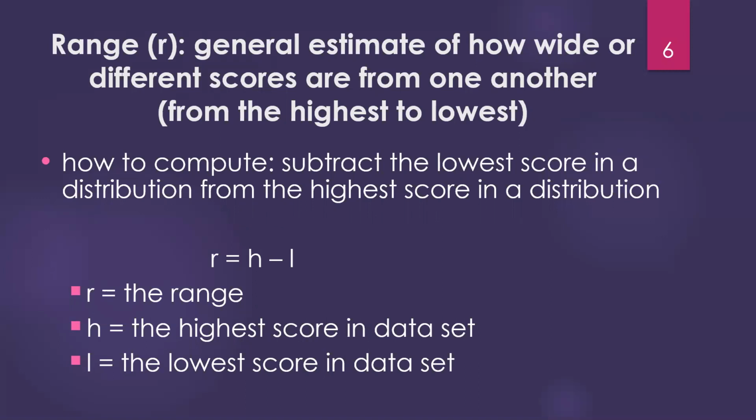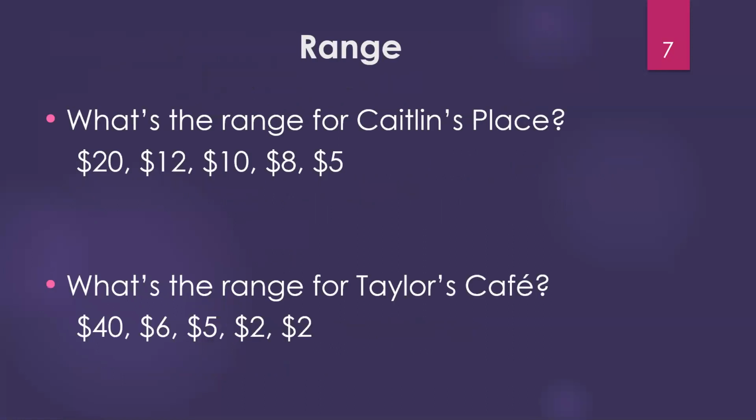So to calculate the range, you're just subtracting the lowest score from the highest score in your distribution, in your data set. So the formula for range is R equals the range. This is the range equals the highest score or the highest value in the data set minus the lowest value in the data set, right? So this is really just a straightforward idea about what's the distance between the highest value and the lowest value.